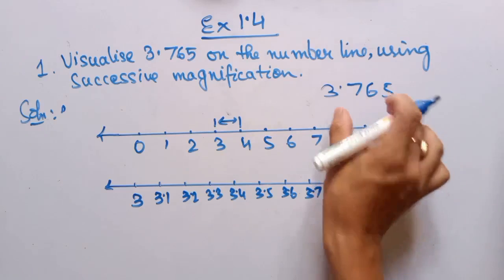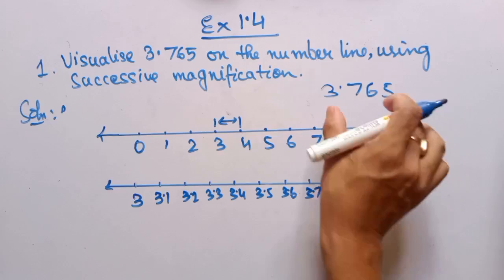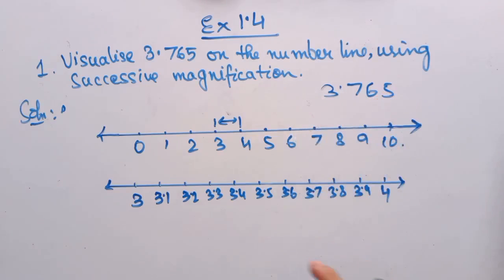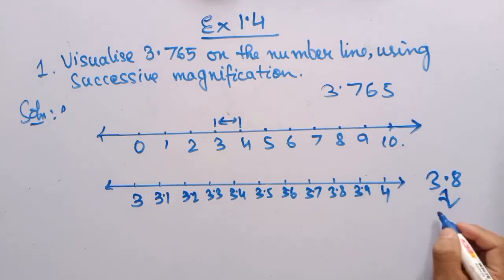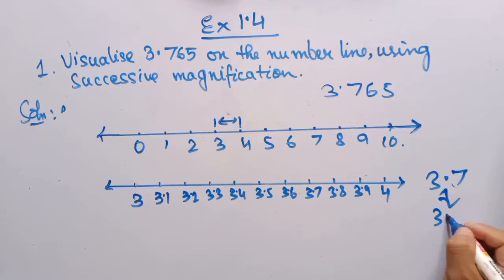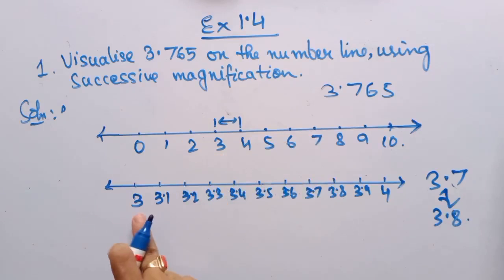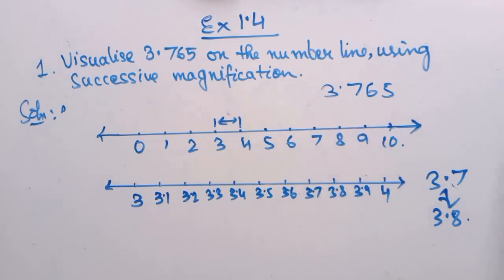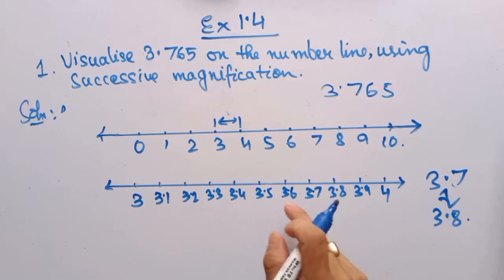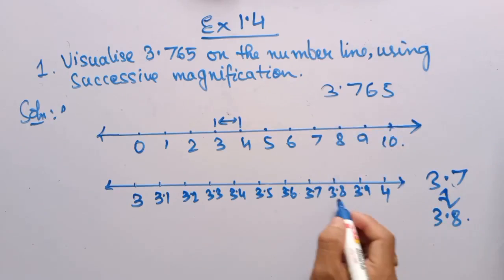So as you can see, the number 3.765 will lie between the numbers 3 and 4, and again the number 3.765 will lie between 3.7 and 3.8. After the magnification of the interval between 3 and 4, we represent that interval on a number line. So we are to locate this number 3.765 on this number line. The number 3.765 will be somewhere between these two intervals.